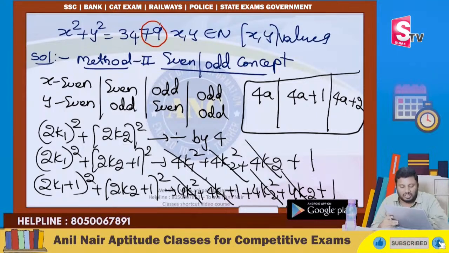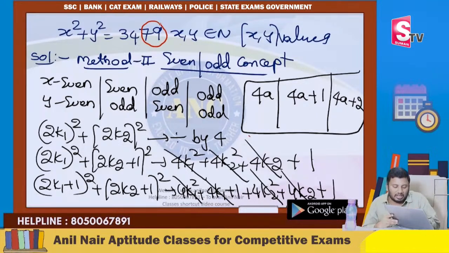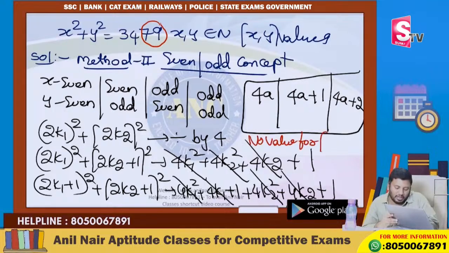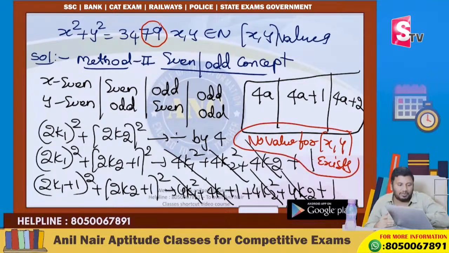4 into something plus 3 form does not arise. So the answer is no value for x comma y exists. I hope the idea is clear. No value for x comma y exists.